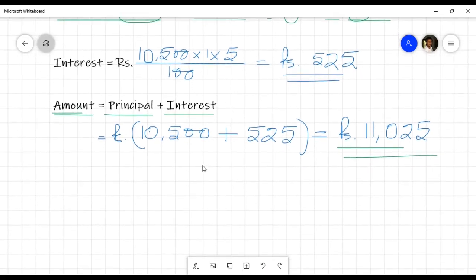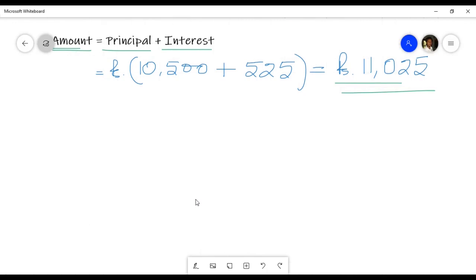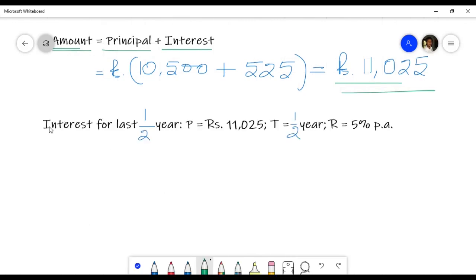Now you remember, if you go back to the question, you will see that you have to find for 2.5 years. Now we are left with half year. Interest for last half year.